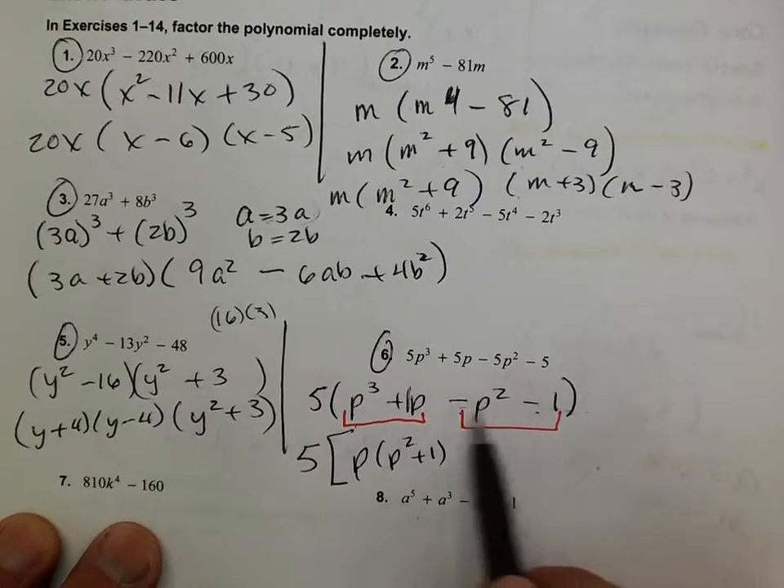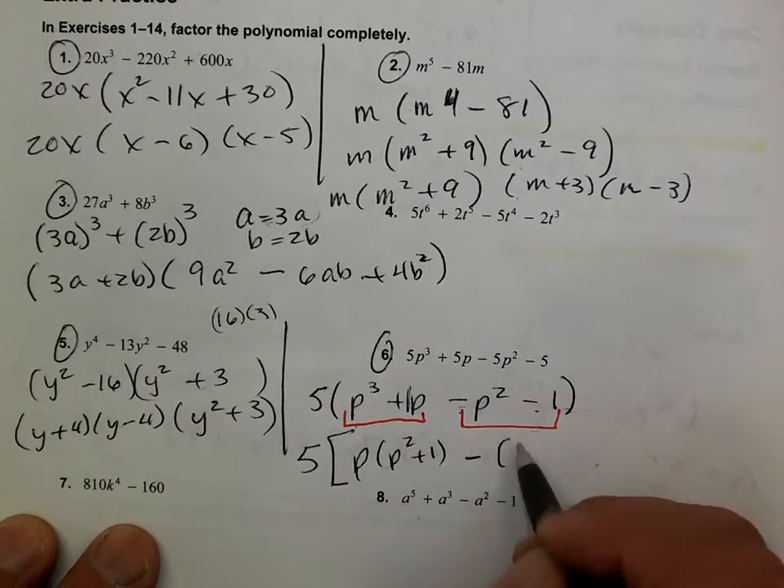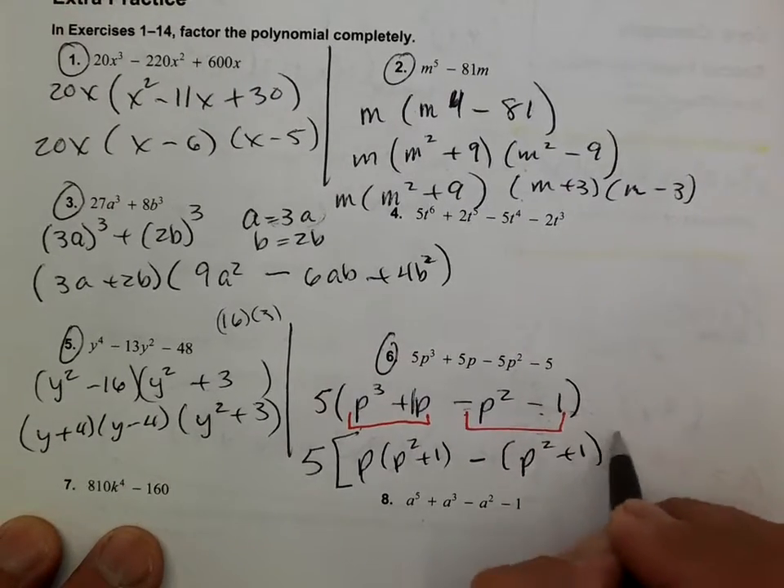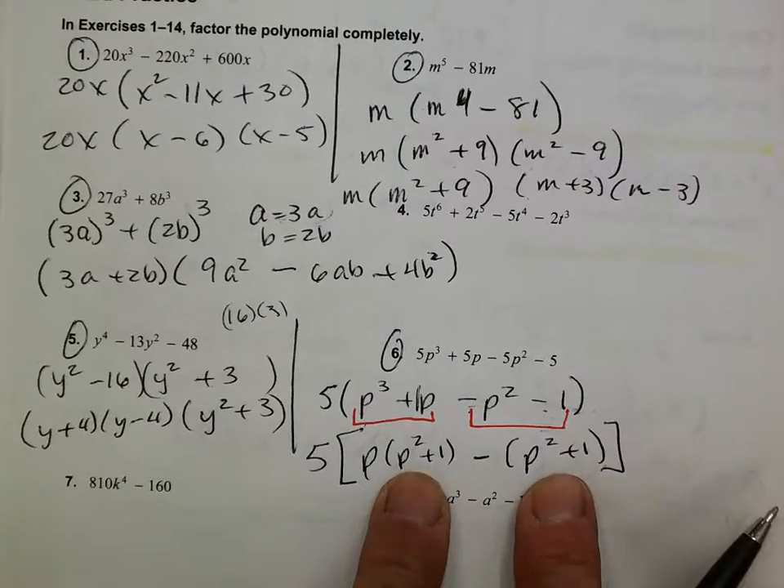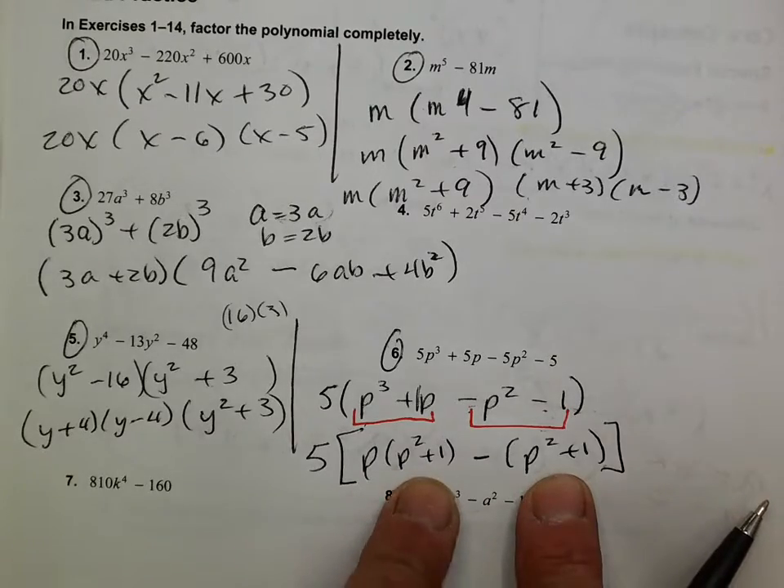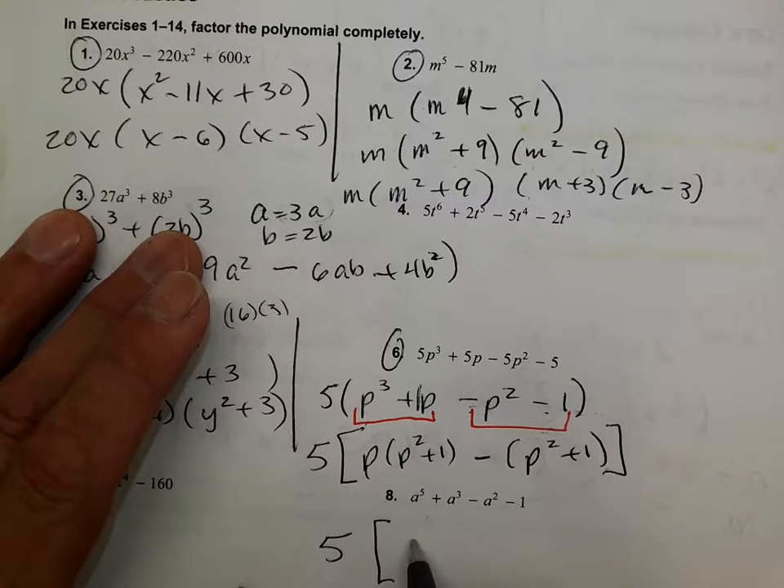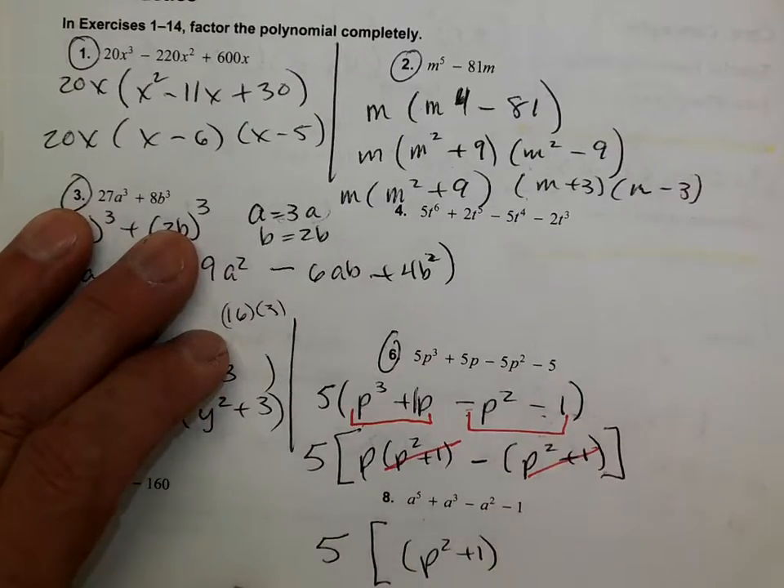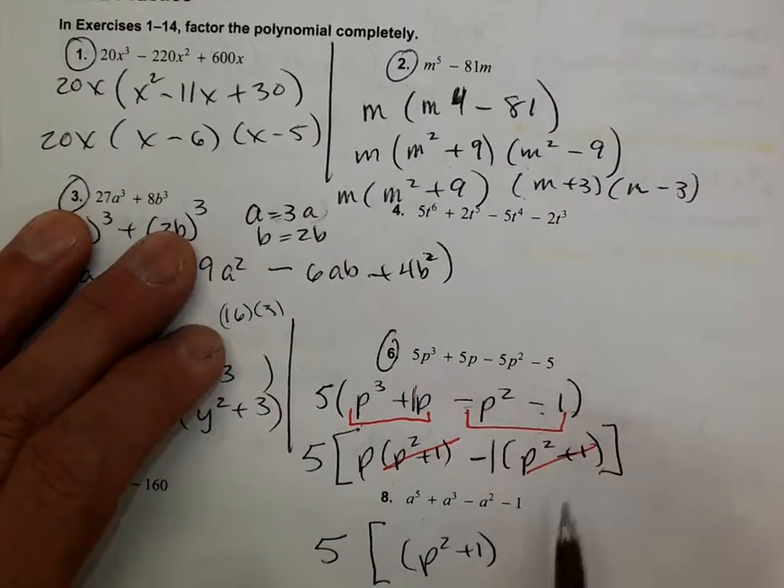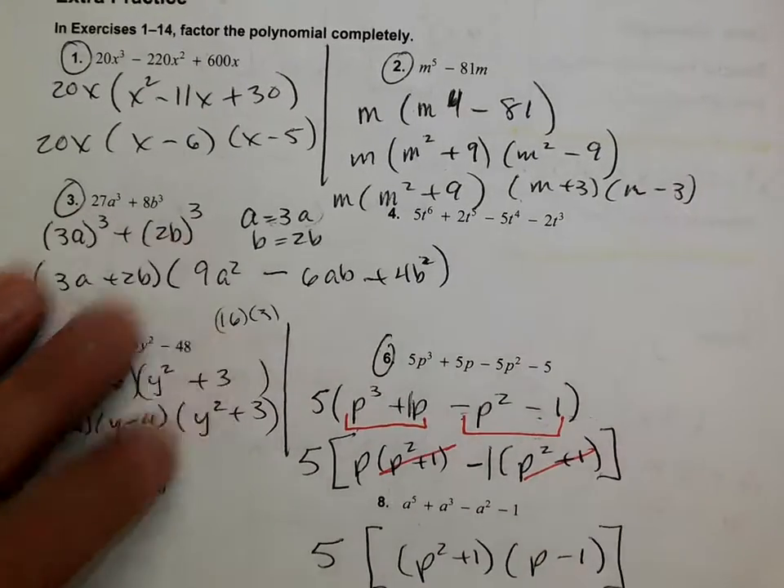What do these two have in common? Just the negative, right? So if I take the negative out, I'd have a P squared plus 1. Now, what do the two groups have in common? I'm going to be careful, my 5 is still there, right? If I take out my P squared plus 1, what's left over? Well, there's an invisible 1 right here, so I'm going to have a P minus 1, and that is that, okay?